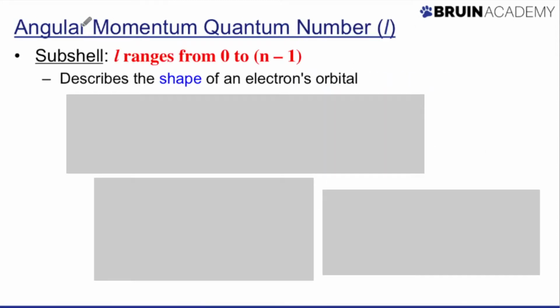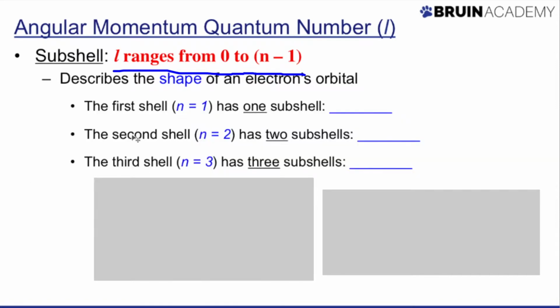The second one is called the angular momentum quantum number, and it's denoted by the letter L. We call this a subshell, whereas the previous one was the shell. Now, the most important thing to know is that L ranges from 0 to n minus 1, okay? And it determines the shape. So the subshell is all about shape, whereas the shell is about distance from the nucleus. So really, when it comes to practice problems, this is what you need to know.